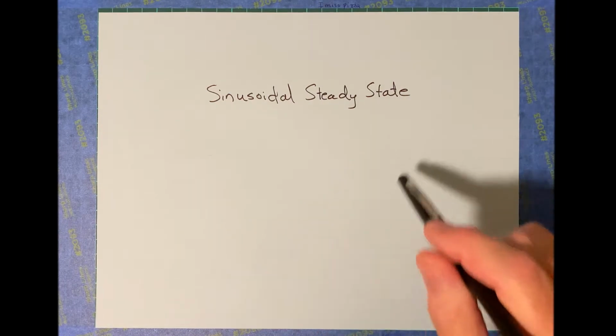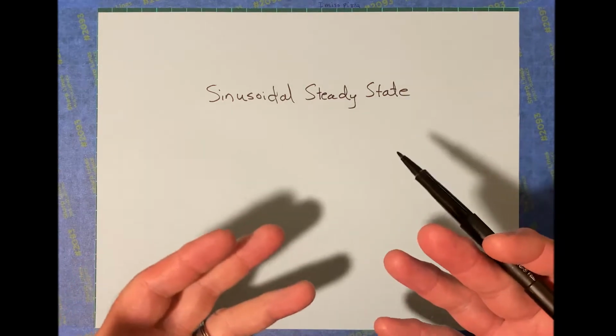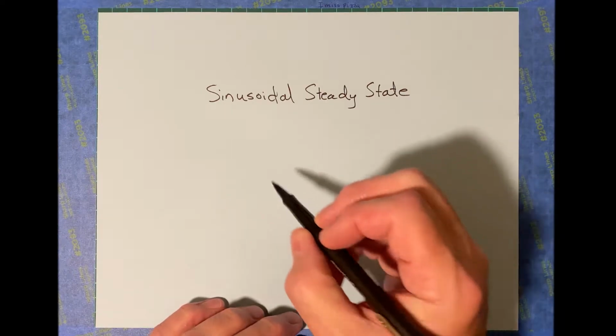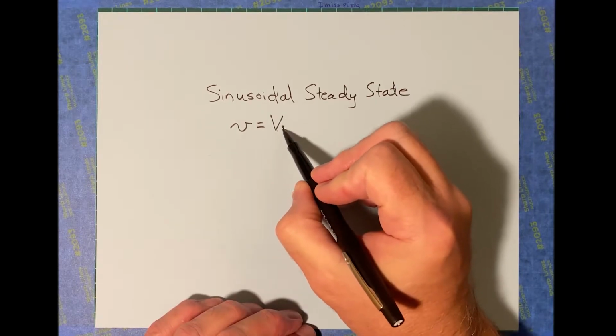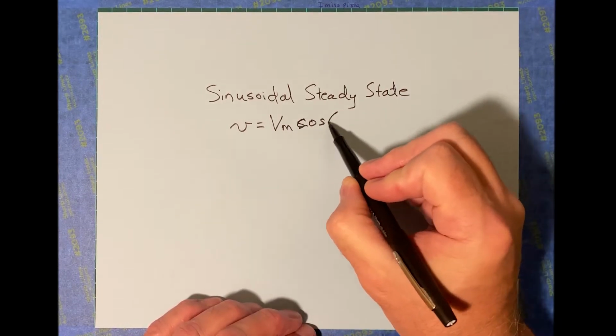All right, we're going to talk about the sinusoidal steady state solution. What that really means is that we're heading towards a discussion that's going to involve sources that vary sinusoidally. A source could have a voltage function that looks like this. Let's do cosine.